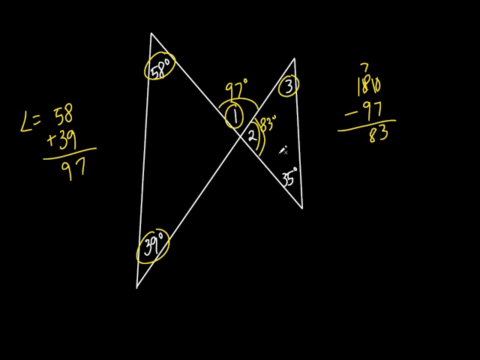That's right. You take 35 away from 97. Very good. So it's 97 minus 35. That's a 2, that's a 6, so there you go. That angle right there is 62 degrees. And that's how you do it. It's not so bad, is it?